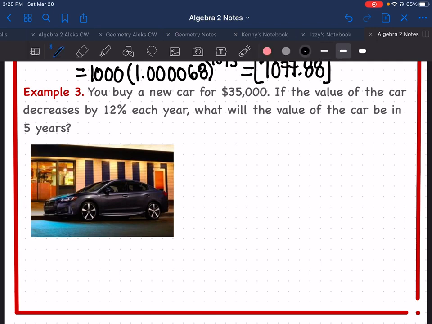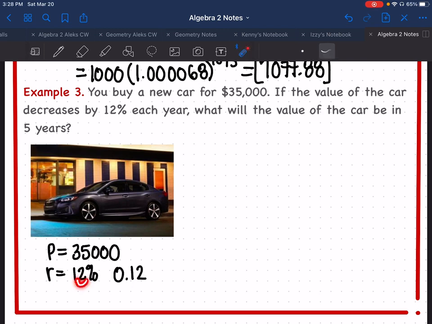So let's go ahead and talk about what my principal is. So, sorry, what my initial cost was. My initial was the 35,000 that my car cost. My rate is the 12%, right? Which of course, remember, is 0.12, because you've got to move the decimal from the end, 1, 2, we're talking about hundredths, right? So 100%, you've got to move it back. And T, my time, is going to be the 5 years.